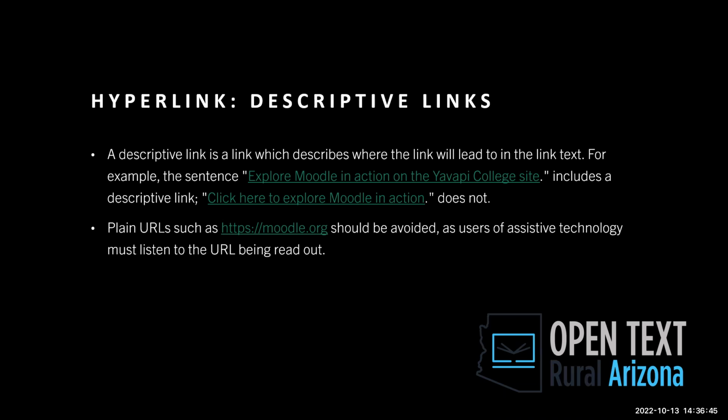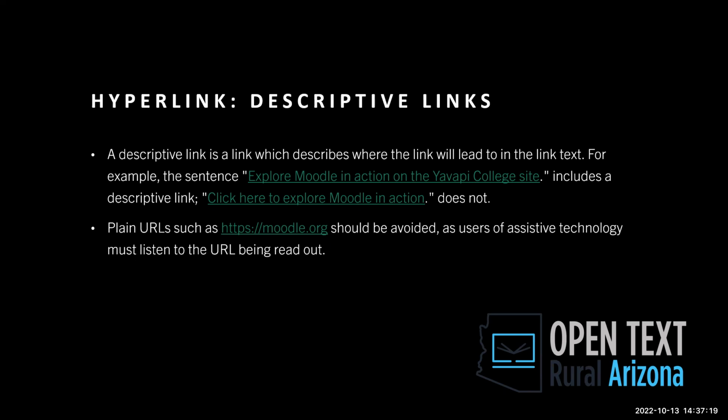Again, "here" means something when you can see where the "here" is, but when you're using assistive software technology to navigate, "click here" doesn't mean quite the same thing. So "Click here to explore Moodle in action," for example, is descriptive in the sense that it's not just the URL in a raw sense, but it doesn't really describe what's happening, right? So what we want to do is say descriptively what's going to happen when you click on the link. "Explore Moodle in action on the Yavapai College site," for example, describes what happens when I click on the link.